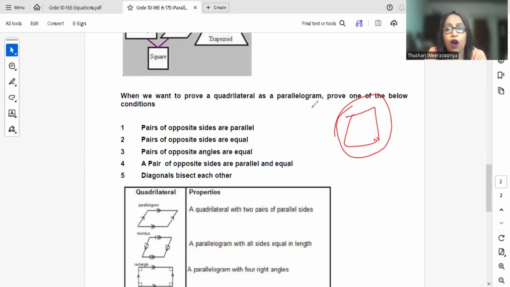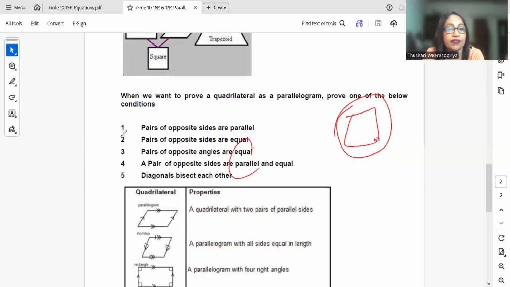Can you remember congruency? In congruency, we had 4 cases: SSS, SAS, AAS, RHS. To prove two triangles are congruent, we use one of the cases. We are not using all the cases. Likewise, to prove a quadrilateral is a parallelogram, we have 5 cases.